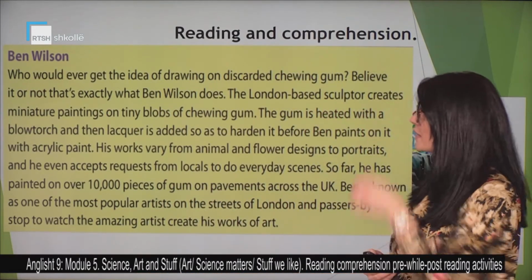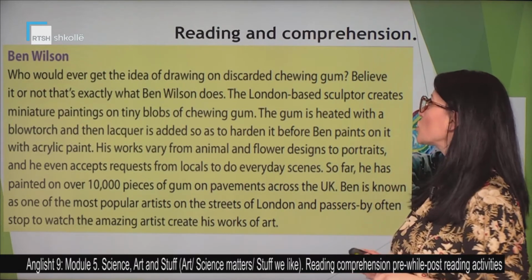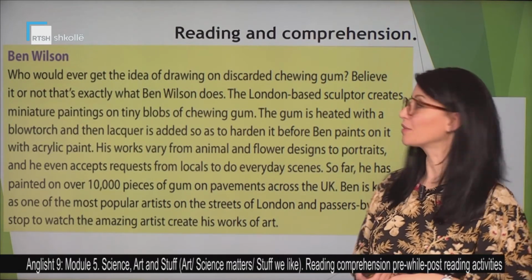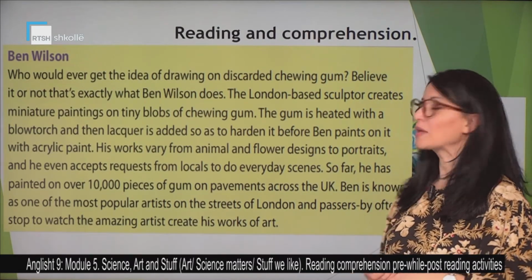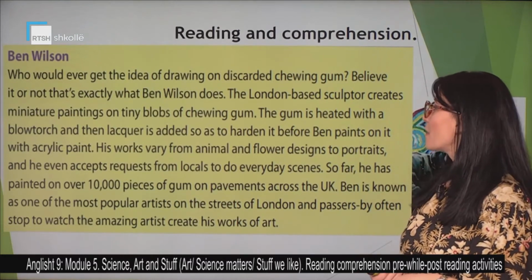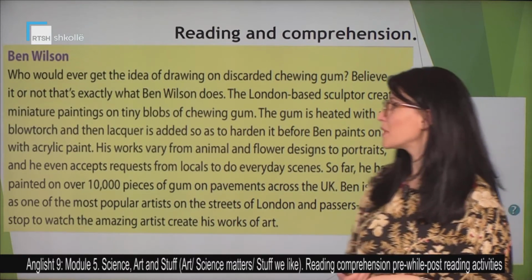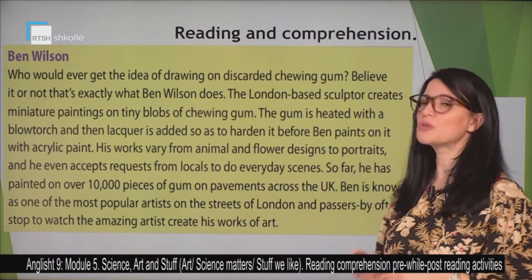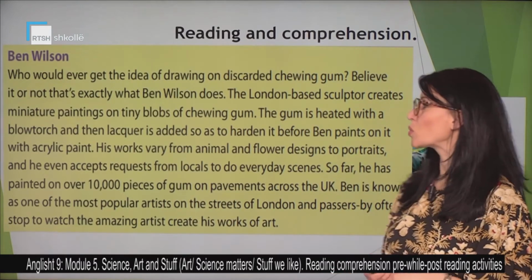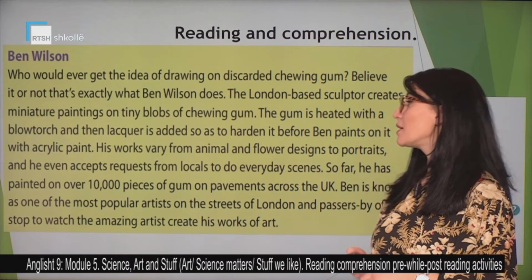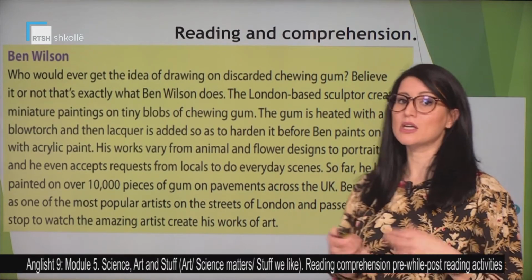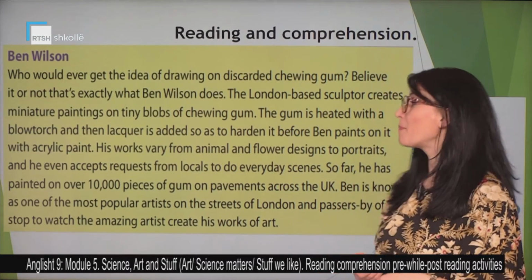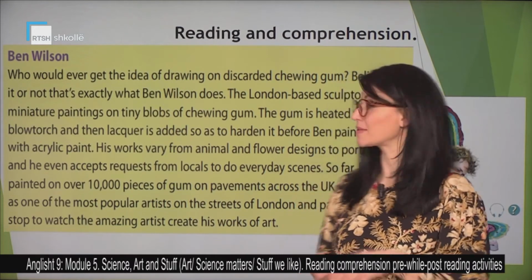Who would ever get the idea of drawing on discarded chewing gum? Believe it or not, that's exactly what Ben Wilson does. The London-based sculptor creates miniature paintings on tiny blobs of chewing gum. The gum is heated with a blowtorch and then lacquer is added so as to harden it before Ben paints on it with acrylic paint.